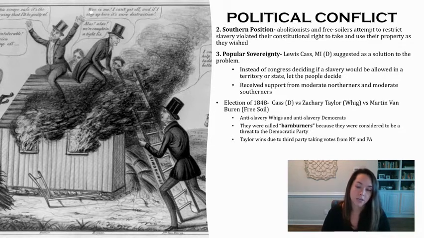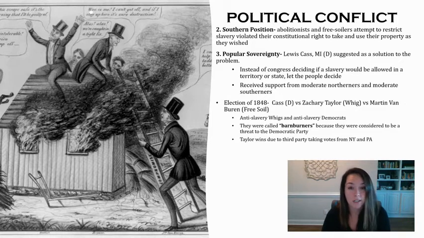Then Martin Van Buren decided to pop in with this free soil movement that threw everything into disarray. And the Democrats called them barn burners because they pulled votes from those Northern Democrats. So instead of voting for Cass, they're going to vote for Van Buren. So they were called barn burners because they threatened to dismantle the Democratic Party.